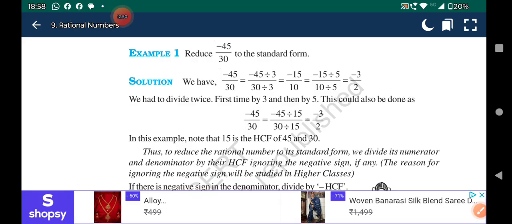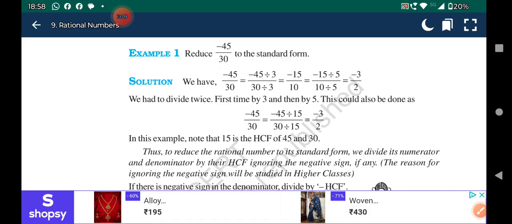Solution. We have minus 45 by 30 equals minus 45 by 30 divided by 3 equals minus 15 by 10 equals minus 15 divided by 5 by 10 divided by 5 equals minus 3 by 2. We have to divide twice, first time by 3 and then by 5.